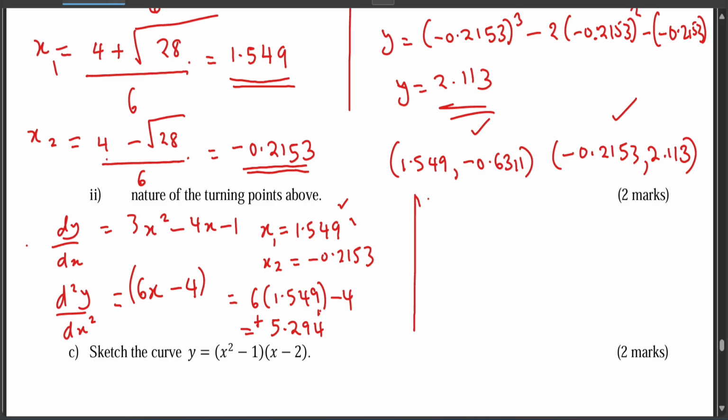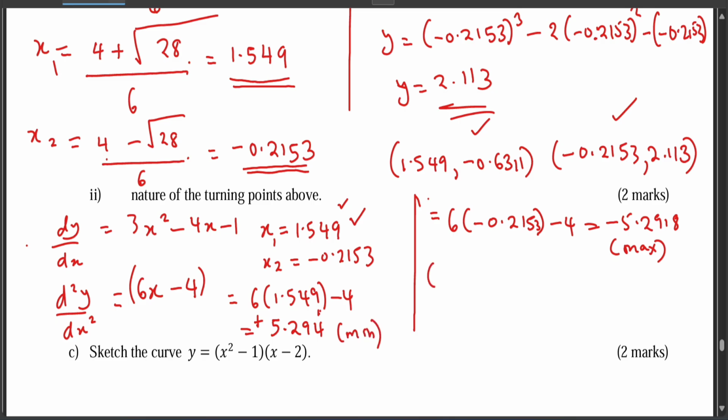Therefore, at 1.549, your curve is a minimum. If you get a positive answer, your curve is a minimum. If you get a negative answer under d squared y, your curve will be a maximum. So now let's do negative 0.2153. Same scenario: 6 times negative 0.2153, minus 4. Look at whether it gives you a negative or positive answer. So your answer is negative. That means at this value it is a maximum, and at the other value it is a minimum.